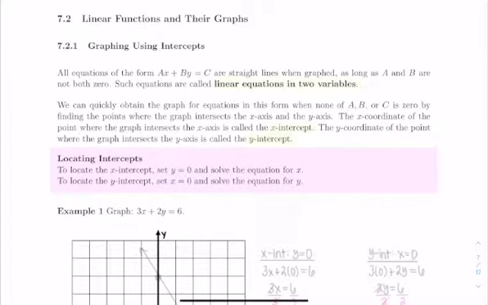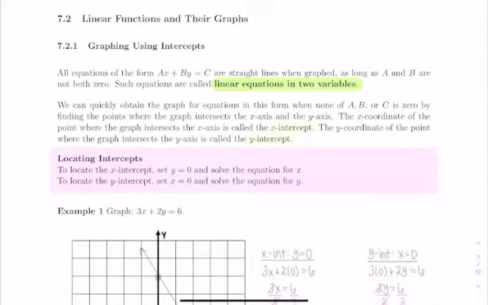In section 7.2, we're looking at linear functions and their graphs. All equations of the form ax plus by equals c are straight lines when graphed, as long as a and b are not both 0. Such equations are called linear equations in two variables.